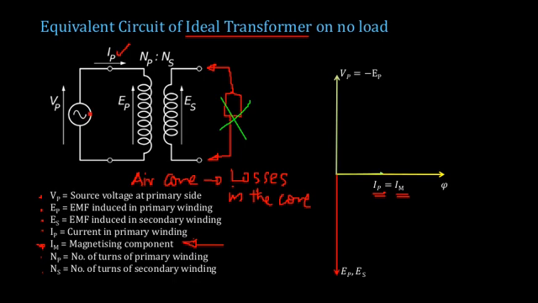Whatever primary current is being supplied from the source is used for energizing the core, and hence Ip is equal to Im. Now these two magnitudes are equal.